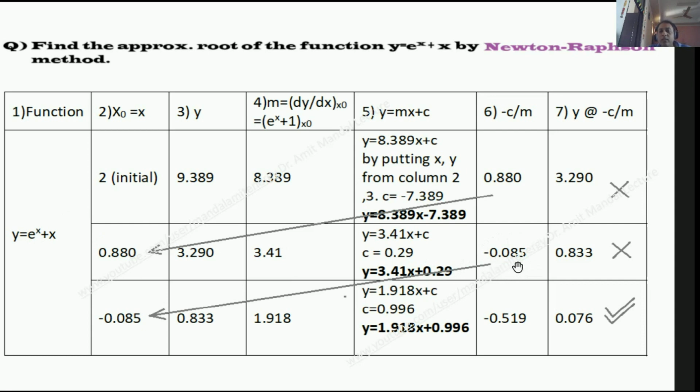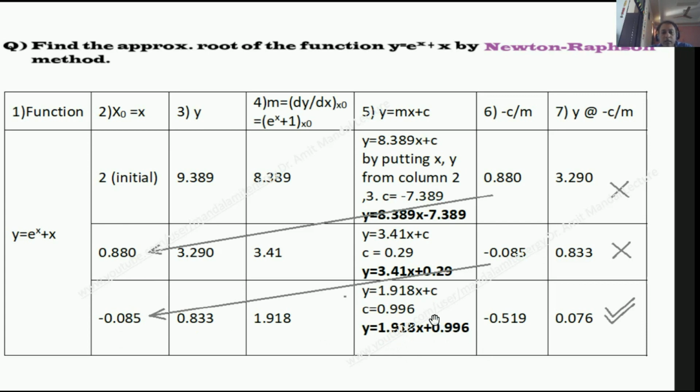So now again take this minus 0.085 as x0. If I put minus 0.085 in this function in place of x, I get y to be 0.883. Now at that point we have to find the equation of the tangent. The slope at this point is 1.918. So y equals 1.918x plus c. How to find c? Put the values of x and y in this equation, and I will get c as this. So this is the final equation of the tangent at this point, minus 0.085. So y equals 1.918x plus 0.996.